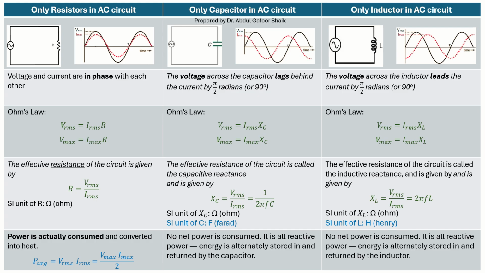So that's it. We have finished all the problems related to this one, and this is the summary of whatever we discussed: the circuit diagrams, the waveforms, Ohm's law, the effective resistance value, and finally the power value. Everything is given here. This is the whole summary.